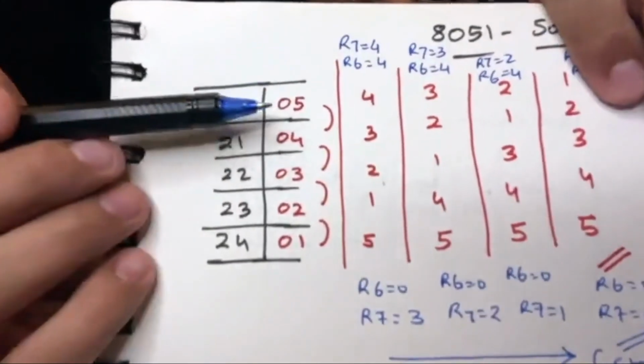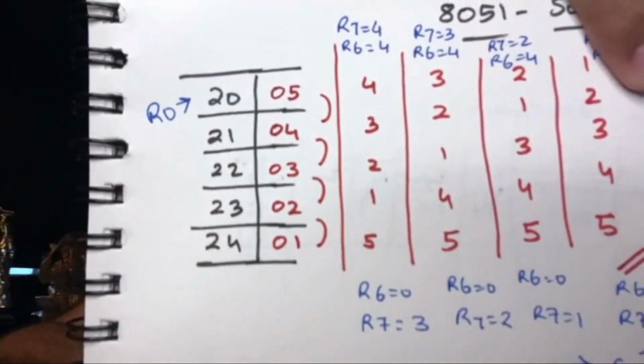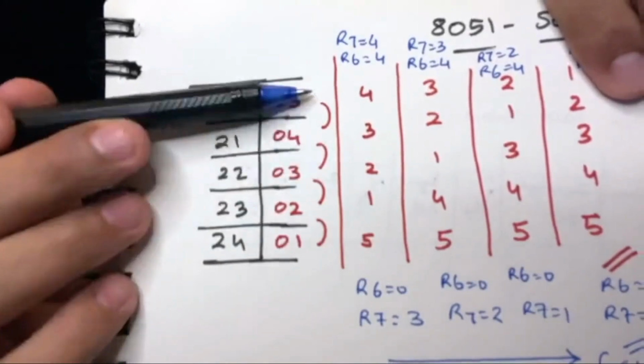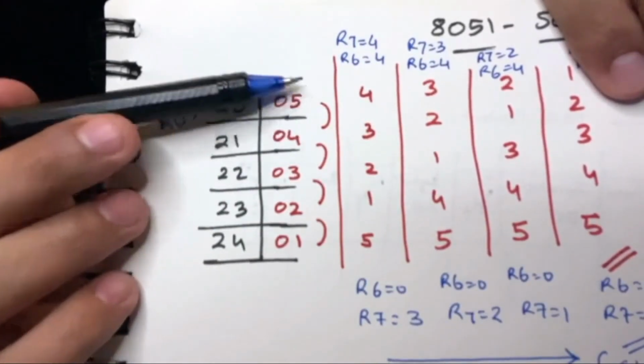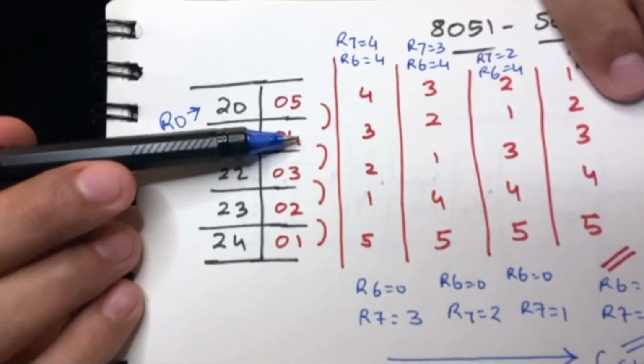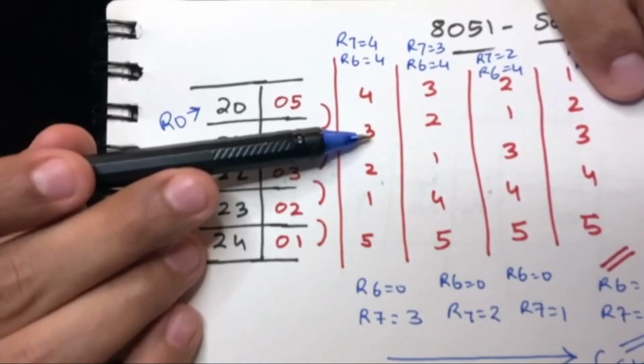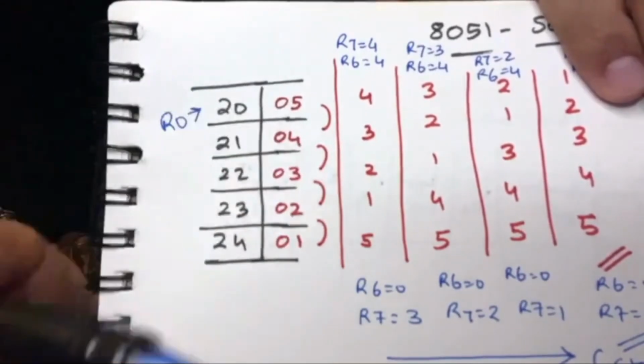Anyway, so 5 minus 4, there is no carry, which means your 5 is bigger, which means they are in the wrong order. Interchange them. So this becomes 4, this becomes 5. Correct? Hold on, hang on.